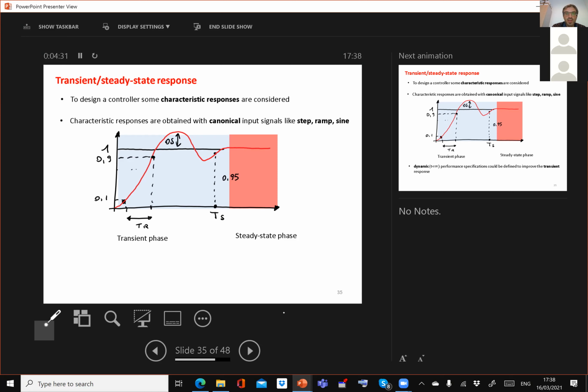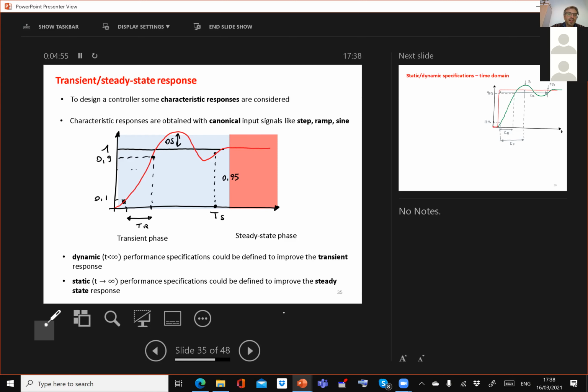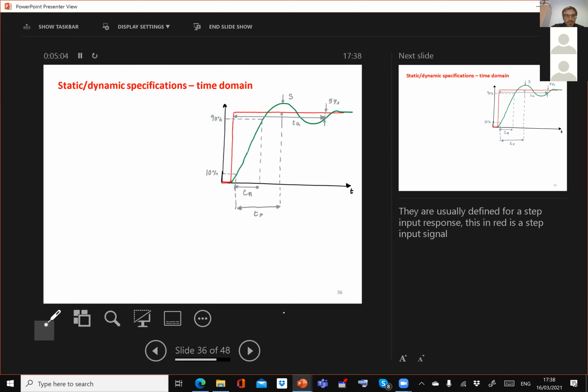Usually we use the step input, or it could even be the ramp and the sine input. To define specifications for the controller, we can define them at the dynamic level, so specifications defined on the transient response, or at the static level, performance specifications that could be defined to improve the steady state response. These static and dynamic specifications can be defined both in the time domain or in the frequency domain.